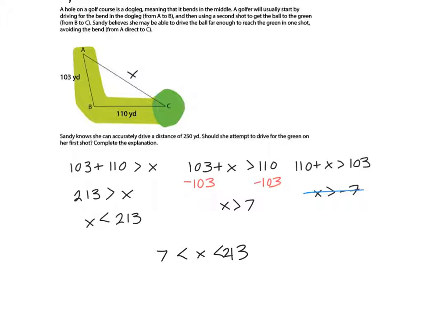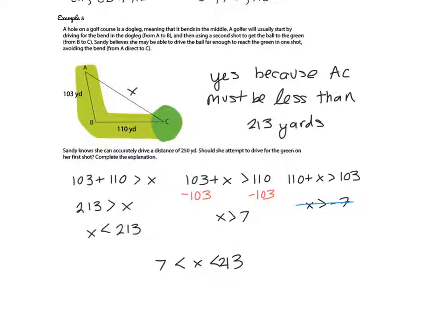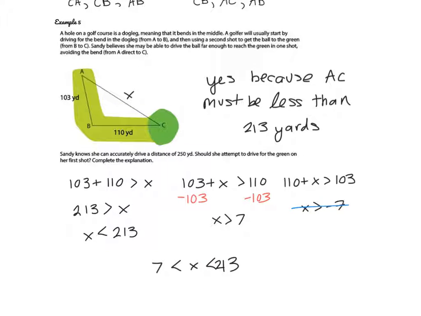And since we know for a fact that this length cannot be greater than 213, well, that means that Sandy should take the shot, because Sandy thinks that she can hit 250 yards. So we would say yes, because AC must be less than 213 yards. And there you have it. So here we were able to use our triangle inequality to help us solve a real life problem.